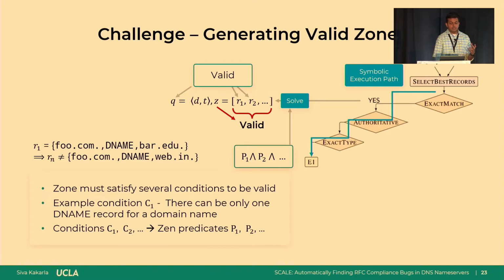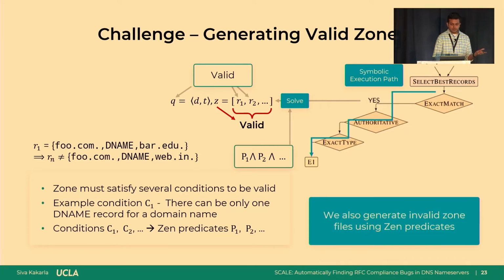While it is critical to be able to generate well-formed zone files, bugs can also lurk in implementation handling of ill-formed zone files. Since we have formulated validity conditions for zone files, we leverage Zen to systematically generate zone files that violate one of these conditions.